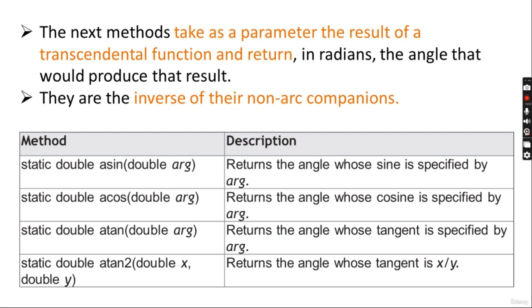Static double asin(double arg) returns the angle whose sine is specified by arg. Static double acos(double arg) returns the angle whose cosine is specified by arg. Static double atan(double arg) returns the angle whose tangent is specified by arg. Static double atan2(double x, double y) returns the angle whose tangent is x divided by y.